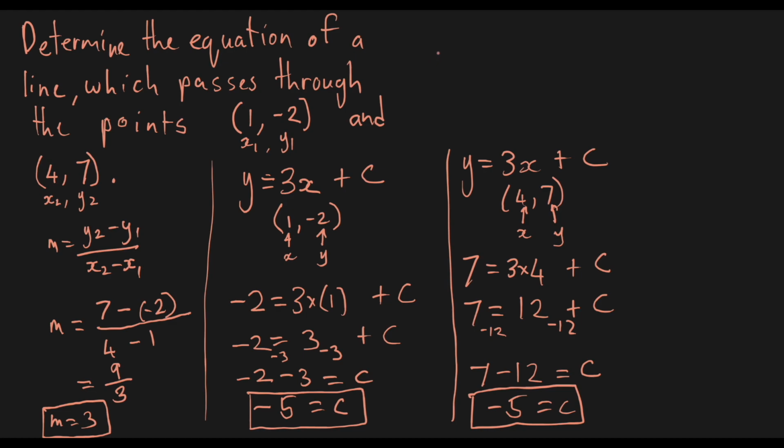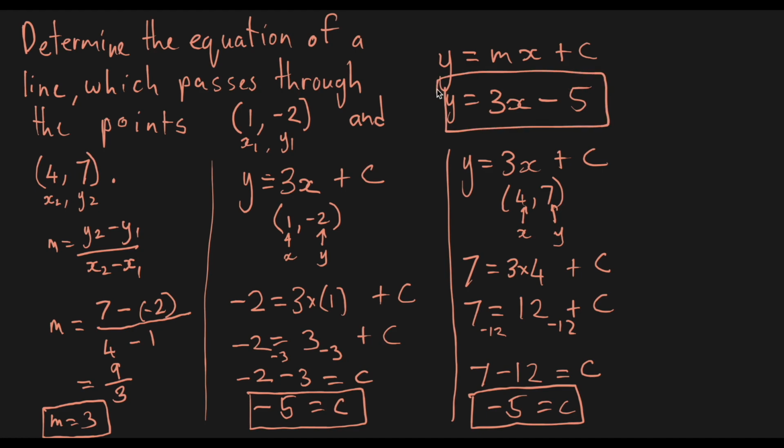So therefore my equation is y equals mx plus c. M is the gradient. In this case we said that the gradient is 3, and c is minus 5. So that is our answer. Does that make sense? Yes. Nice. Good.